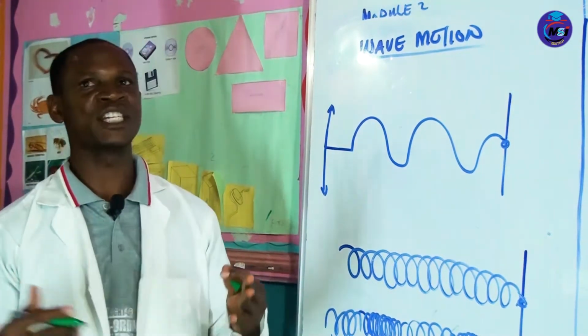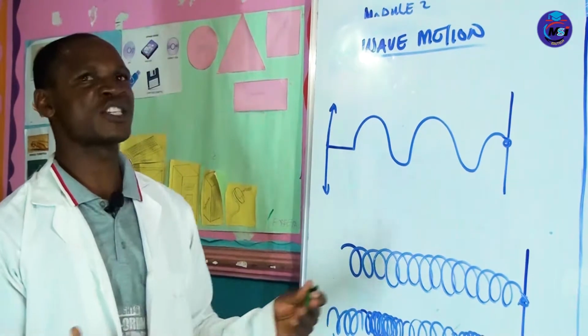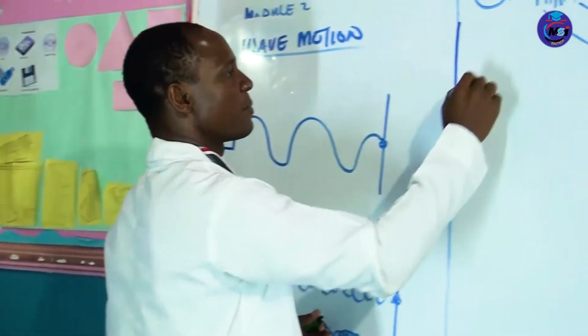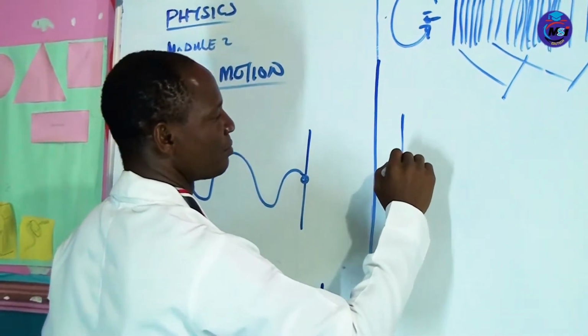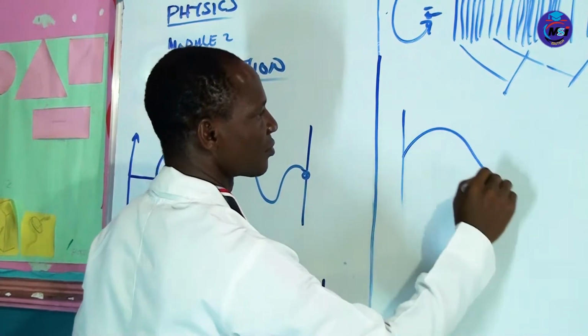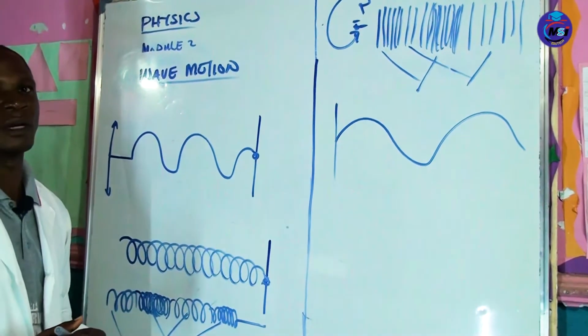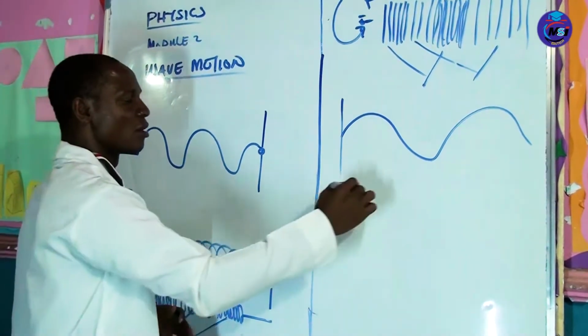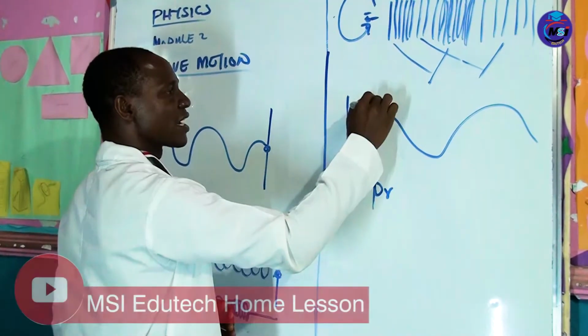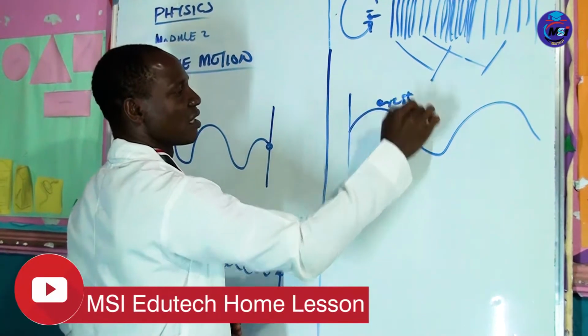How do you represent a wave? For a transverse wave, it could be represented in this form. This is a transverse wave. Now we are going to discuss the progressive wave. Here is the crest, here is the crest, here is the trough.